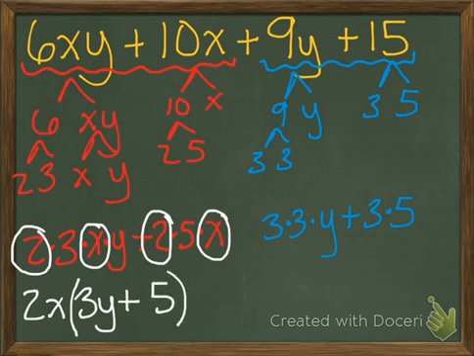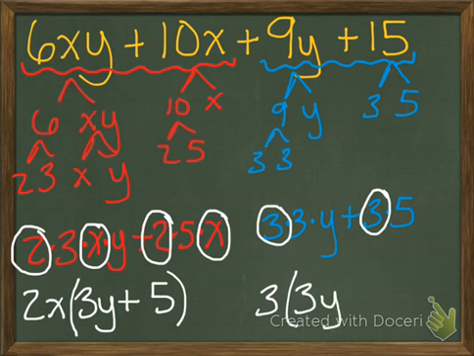Now we need to do the same thing on our blue side. So 3 times y and 3 times 5 share 3's. We can pull out that 3, and I'm left with 3 times y plus a 5. Okay. Now we have 2 new terms at the bottom here. 2x times 3y plus 5 is really just one term. 3 times 3y plus 5 is really just one term.